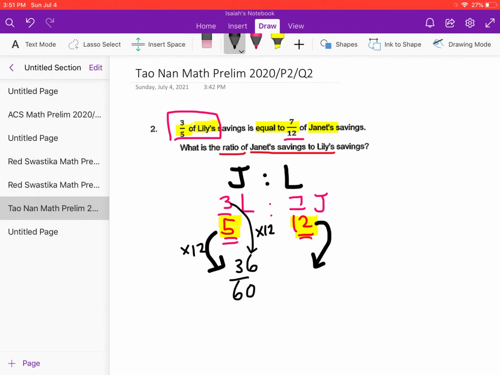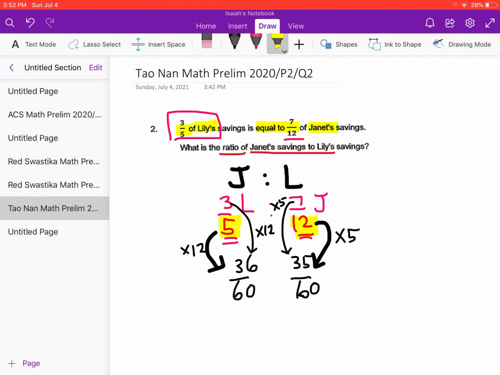And for the other side, for Lily, to get a denominator of 60 from 12, I will need to multiply it by 5. And 7, for the numerator, I will have to do the same thing and multiply it by 5. So that will give me 35.